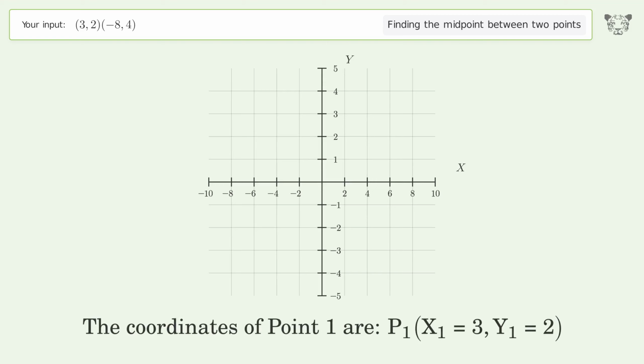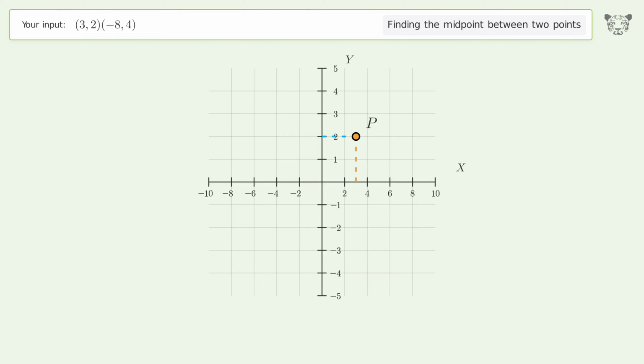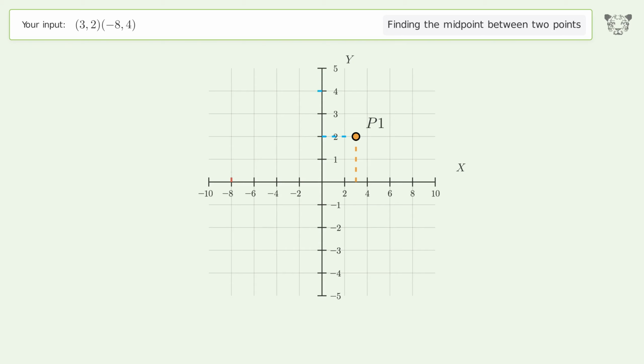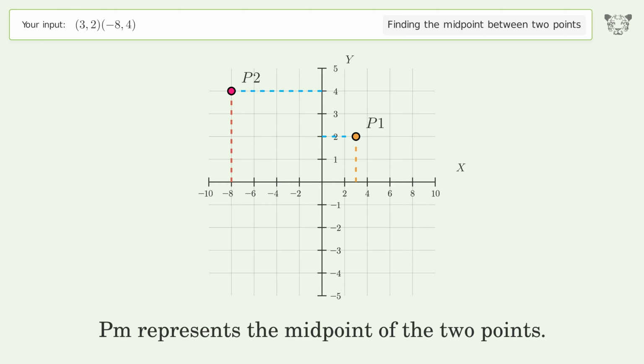The coordinates of point 1 are, x1 equals 3, y1 equals 2. The coordinates of point 2 are, x2 equals negative 8, y2 equals 4. PM represents the midpoint of the 2 points.